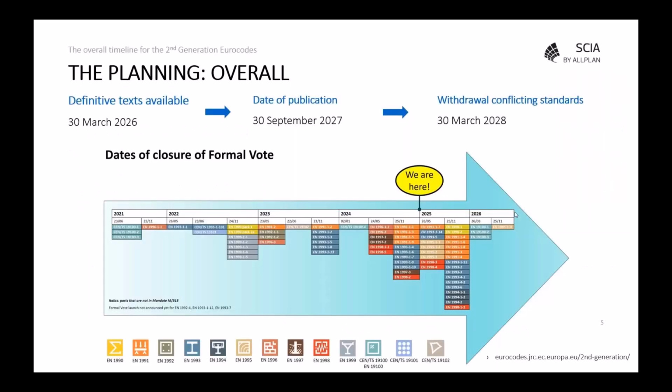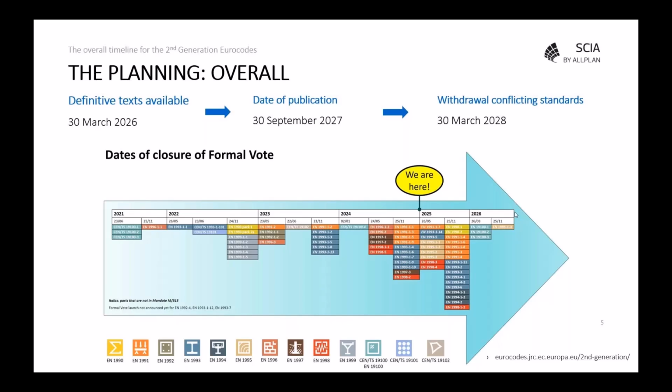Now for the planning. First, let's look at the bottom graph. Here you can see the timeline for the formal votes, so the final votes of the new parts for second generation Eurocode, and you can see that this has been ongoing already for 4 years now. The first one that was finalized is the glass design code, and masonry soon followed, and the third one is the one we are discussing today. It's the base design for hot rolled steel.